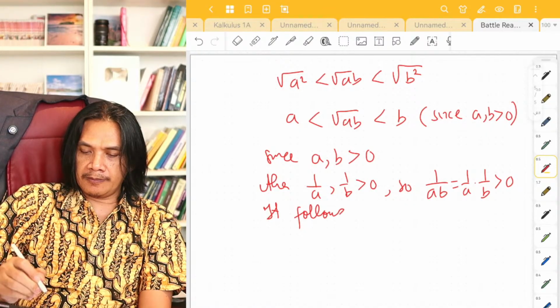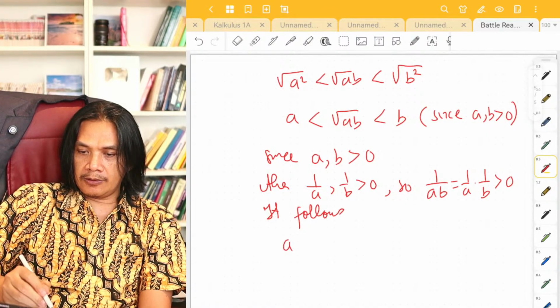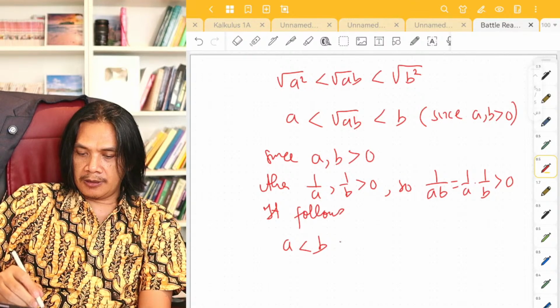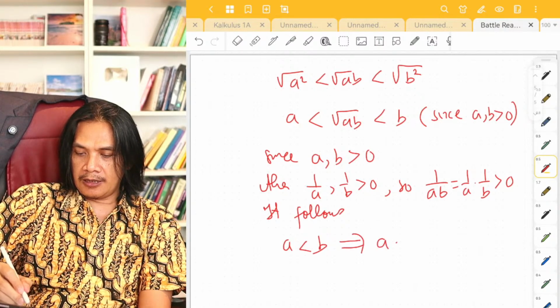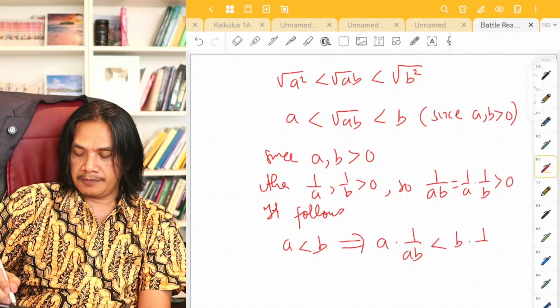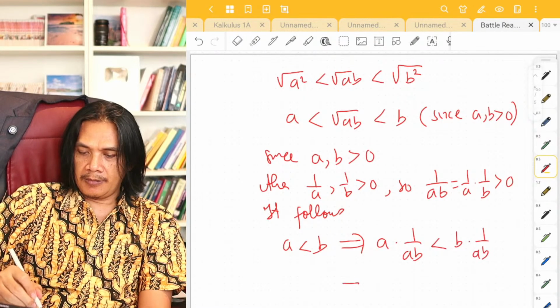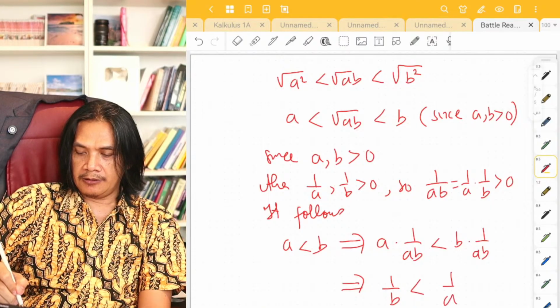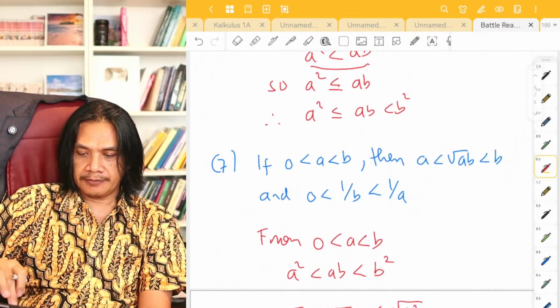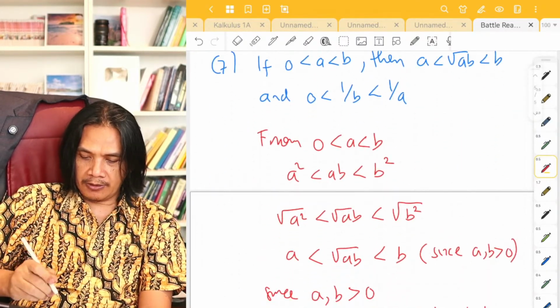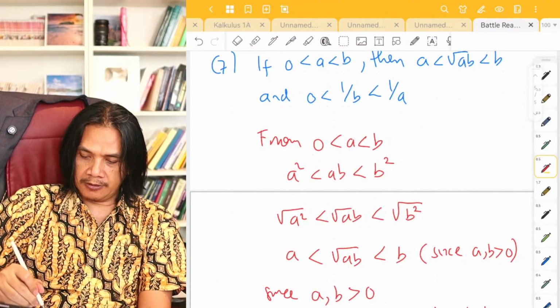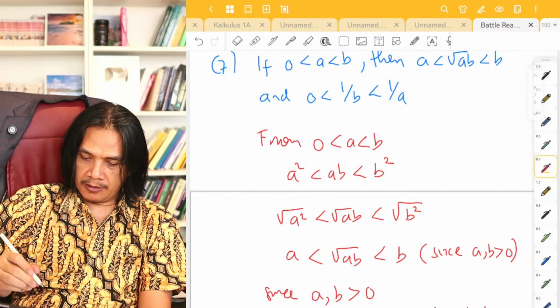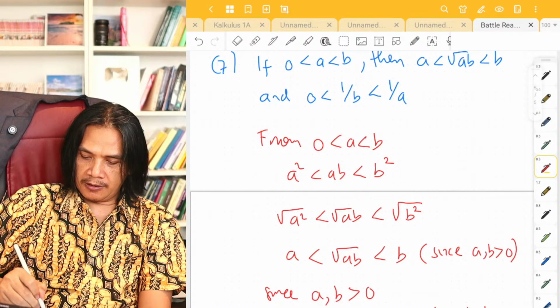Okay, and it follows that a less than b. So from a less than b, that implies a times 1 over ab less than b times 1 over ab, so 1 over b less than 1 over a. Okay. What is the positive one? It's positive, yeah, 1 over ab.